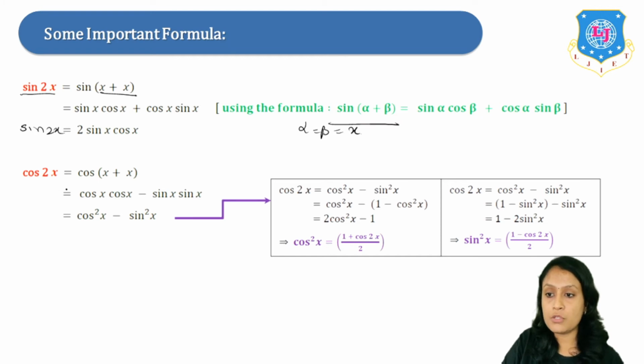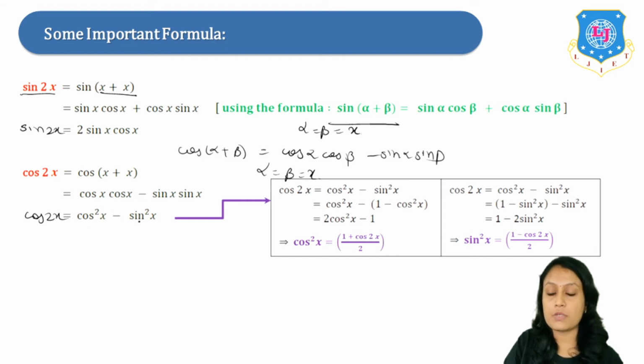Next, cos 2x. Again we'll write 2x as x plus x, and we'll apply the formula of cos alpha plus beta. This is cos alpha cos beta minus sin alpha sin beta. Again in place of alpha and beta just write down x. So you will get this, and on simplification we get the formula of cos 2x as cos square x minus sin square x.